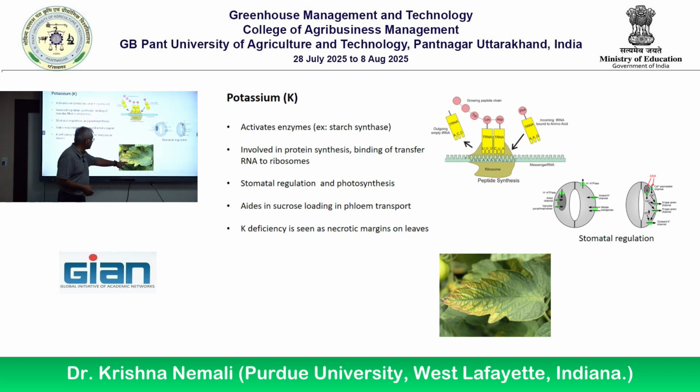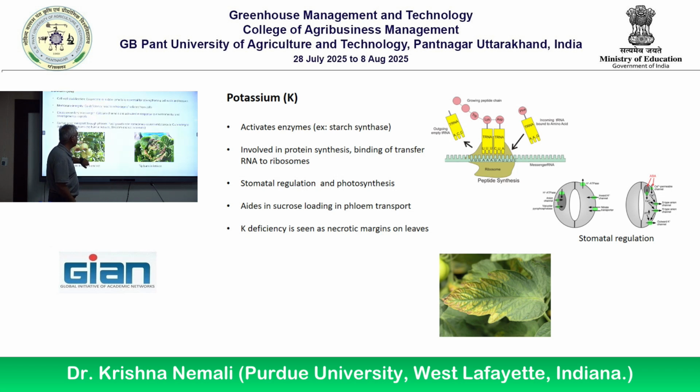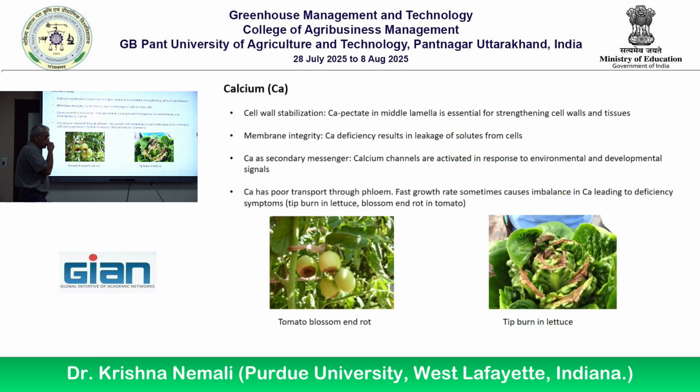Potassium deficiency, classic symptom. This is a tomato plant, and if you see margins becoming brown, necrotic, that's a classic potassium deficiency. Okay. Then comes calcium.